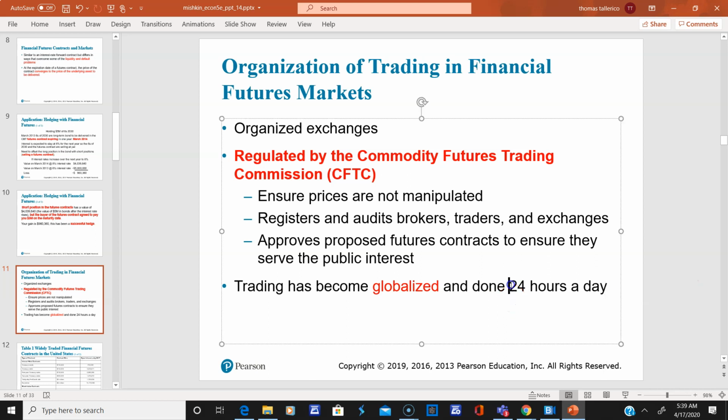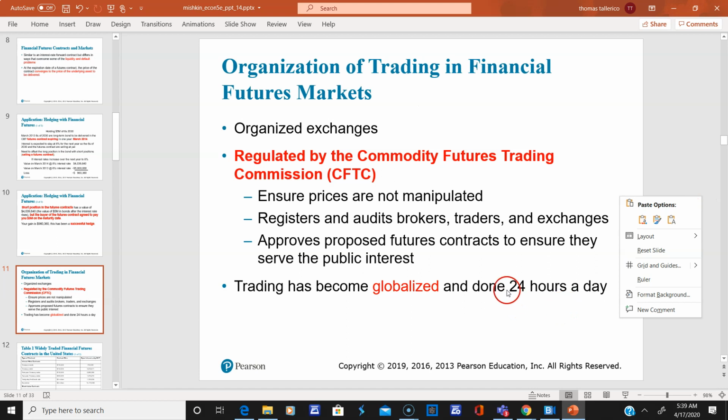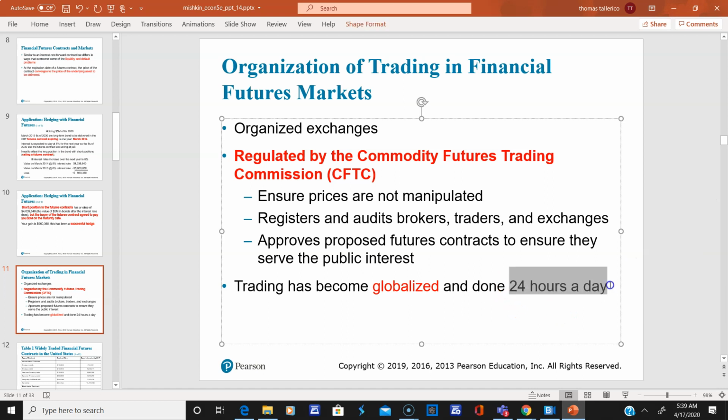It's globalized, and trading is taking place all the time. You could find out the futures contracts and all the contracts if you get up early in the morning, 5 o'clock, like I do, and see where the market's heading for the day. So these are important ideas here.